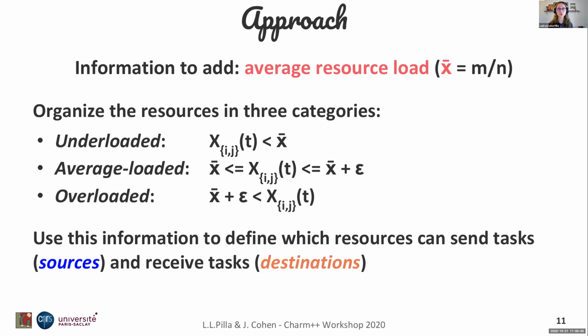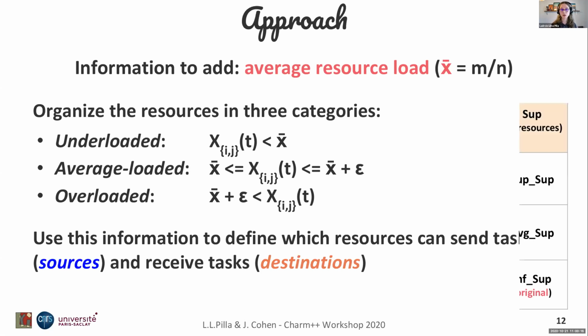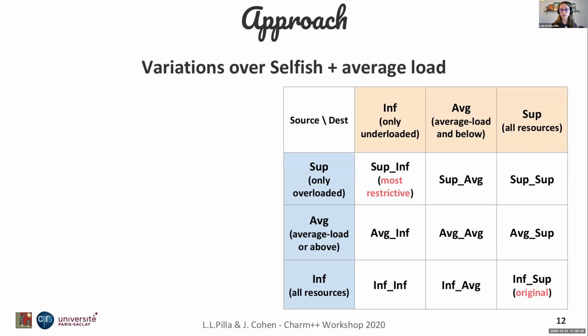And using these three kinds of resources, we can change this algorithm to define which resources can try to send tasks, which are our sources, and which resources can try to receive tasks, which are our destinations. Having these three kinds, we can build a simple 3x3 matrix where in each line we have a different rule for the sources, and in each column a different rule for the destinations. For instance, the superior rule for sources means that only overloaded resources can try to send tasks. The average is average loaded or overloaded, and the inferior is all resources can try to send tasks. On the destination part, the inferior means that only underloaded resources can receive tasks. The average means that average loaded or underloaded resources can receive tasks, and the superior means that all resources can receive tasks.